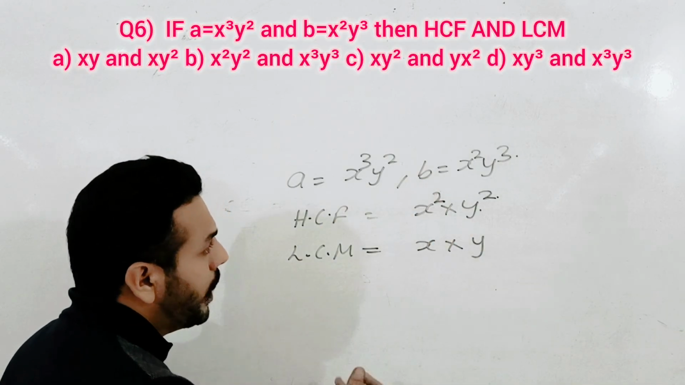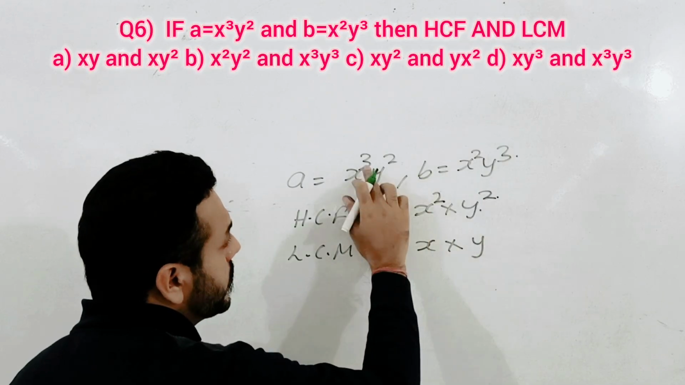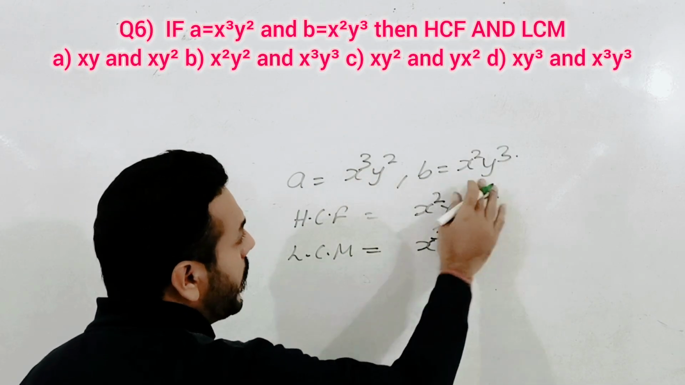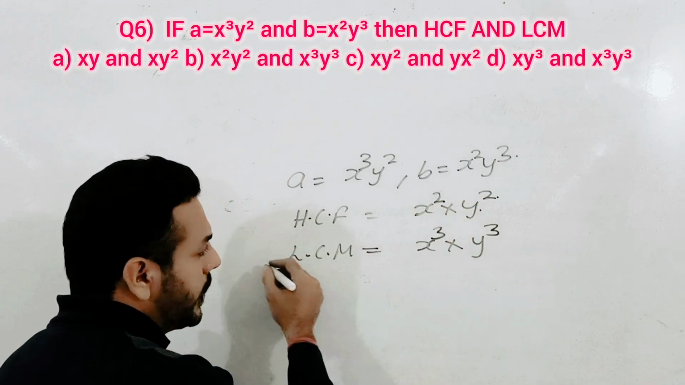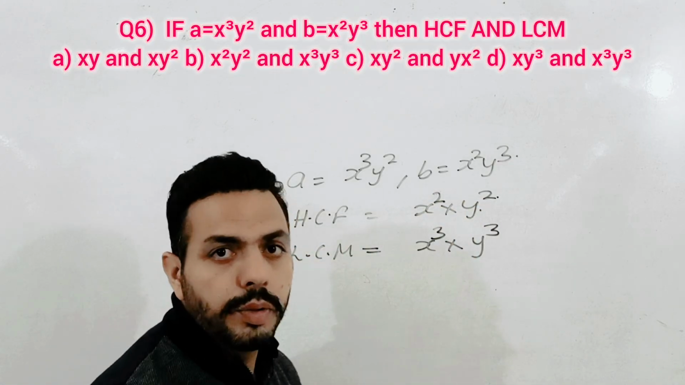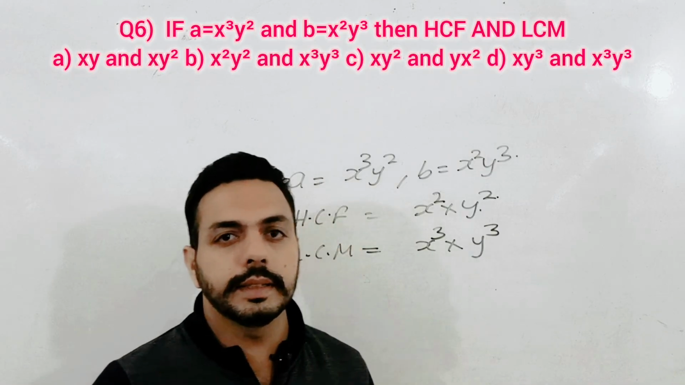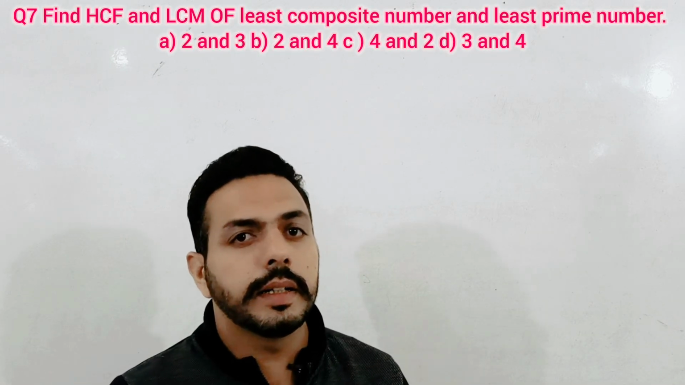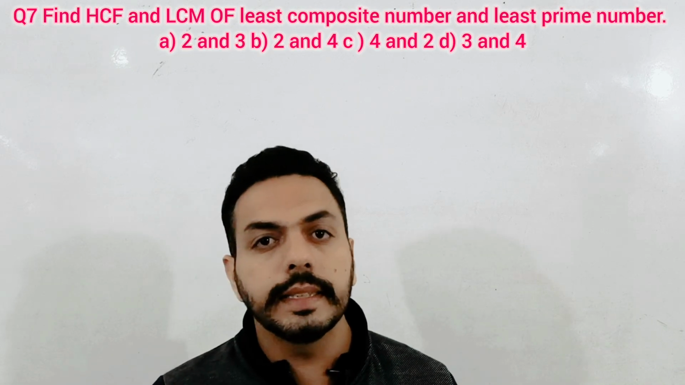And highest power of these numbers, that is in x, here the highest power is x cube, and in y, here the highest power is again 3. So its LCM is x cube into y cube, right? Very interesting. Now next question is, find HCF and LCM of least prime number and least composite number.